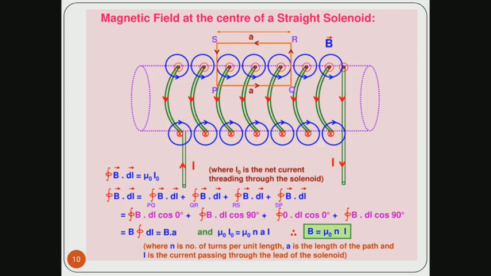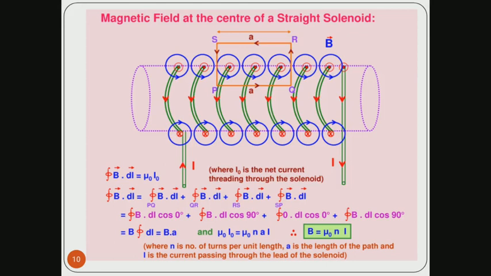So it can be considered as a number of circular coils tightly bound to form a single unit. The magnetic field produced by a solenoid is taken as the vector sum of the field due to all these circular coils. So to find the magnetic field due to a solenoid, we can use Ampere's circuital law.